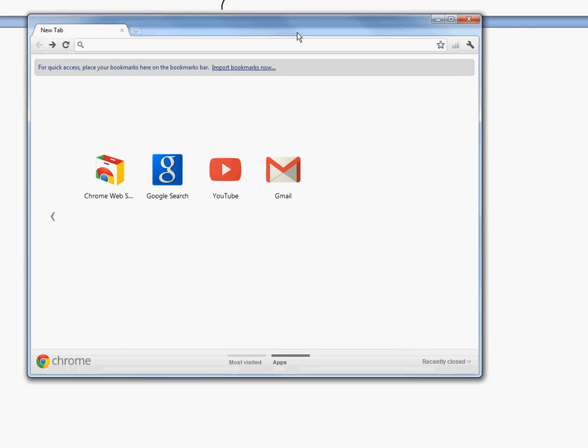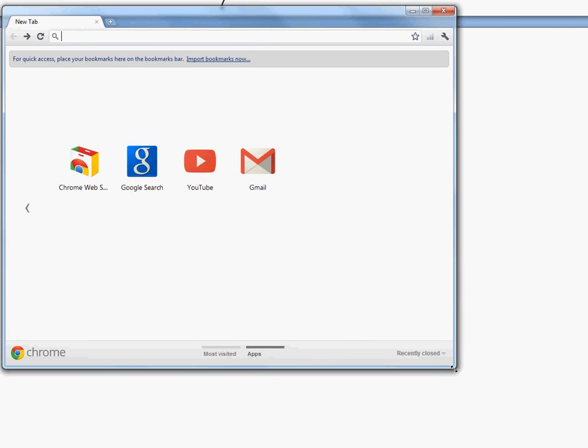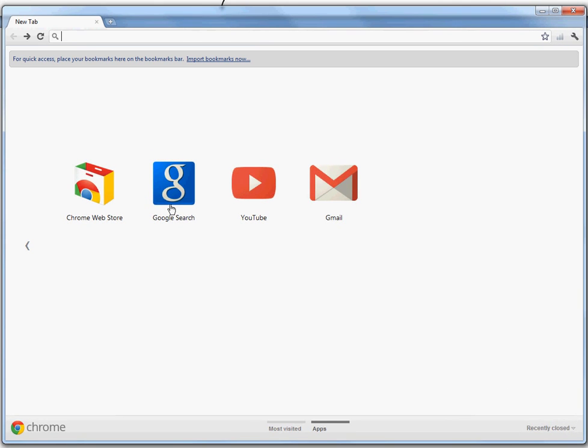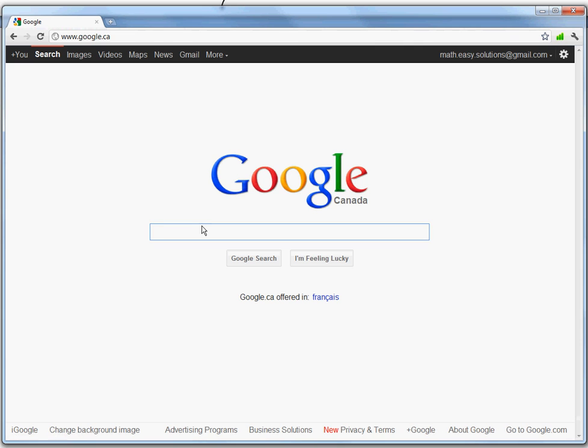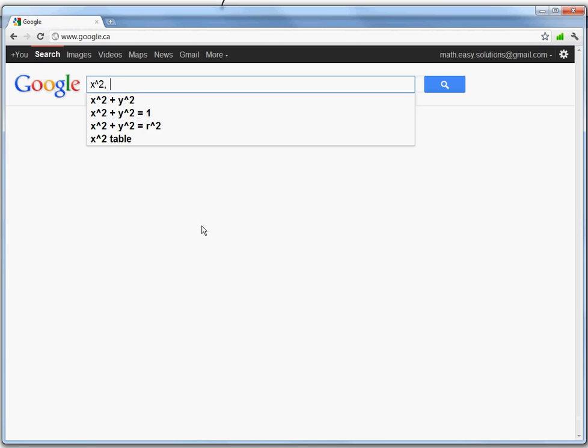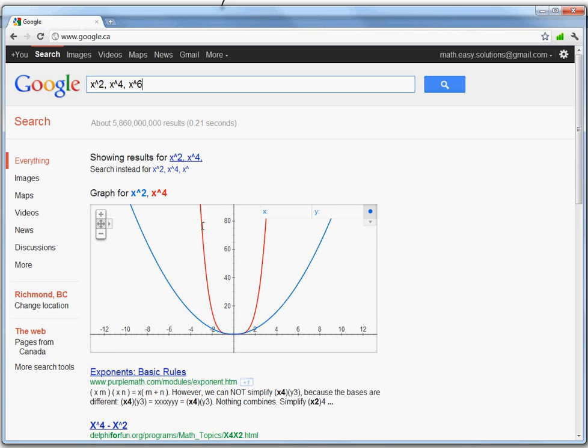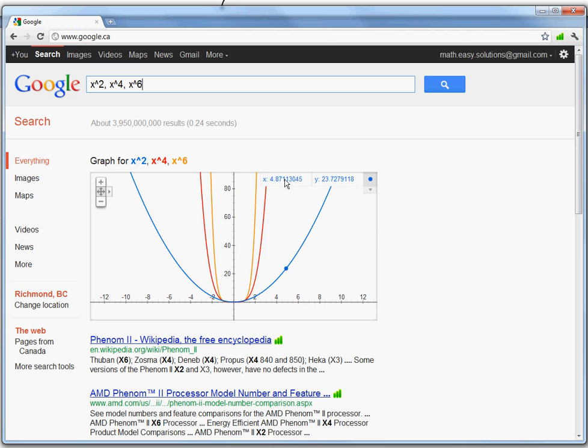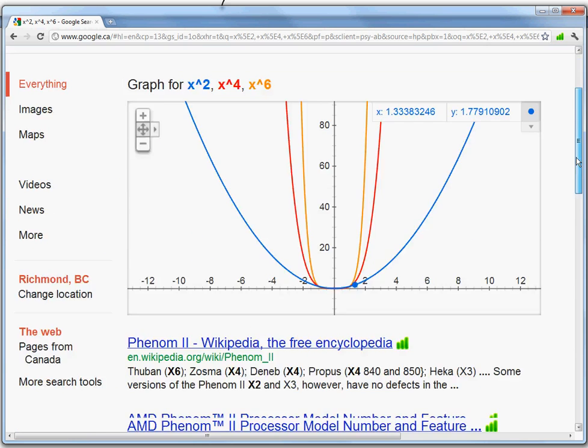Now I'll show you what they actually look like if you zoom in. I'll actually show you the difference between them. If we were to Google search again, we're going to use the calculator. Let's look at the even numbers: x squared, x to the 4, and let's just go x to the 6. So what actually happens here? They all have a parabola shape. I'll just zoom in there.